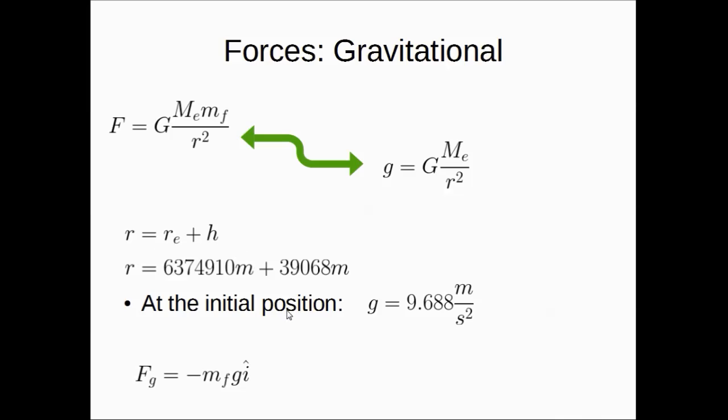And as you can see here, at the initial position, the acceleration is 9.688 meters per second squared, and this is not the same as 9.8. So for accurate calculations, we used this equation over here to find the acceleration. And then we can apply it here to find the gravitational force acting on the system.